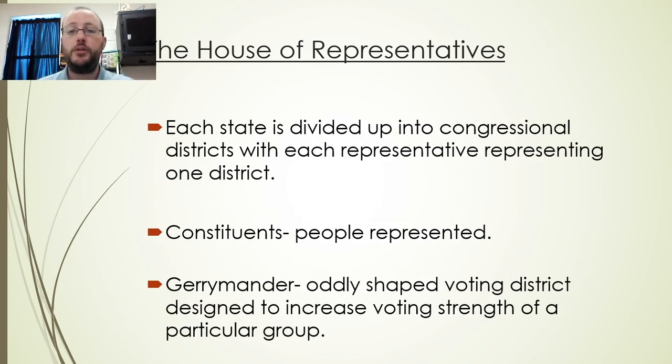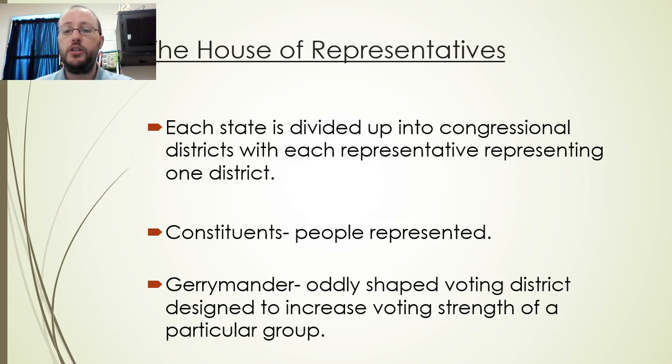Each state is divided up into congressional districts, with each representative representing one district. Constituents are people represented. So we would be the constituents of, for example, in Alabama, District 4 under Robert Aderholt. And so we would be his constituency.